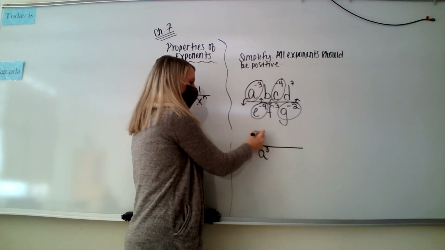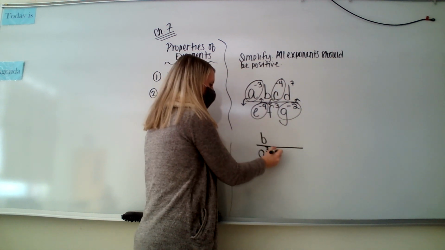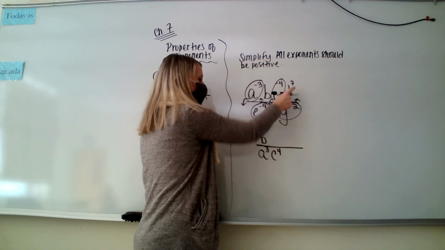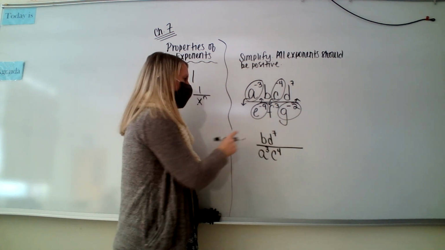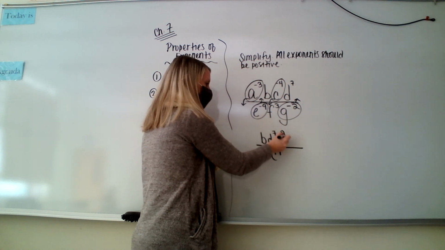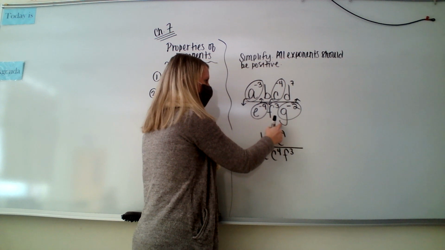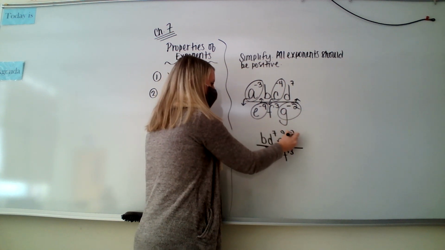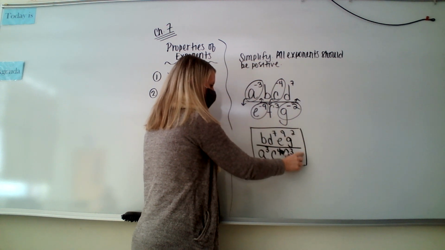B is gonna stay where it is. C is gonna flip down and become positive. D is gonna stay where it is. E is gonna flip up, so I'm just kind of adding it onto the end there. F is gonna stay where it is. G is gonna flip up. And now, my friends, I have my final answer.